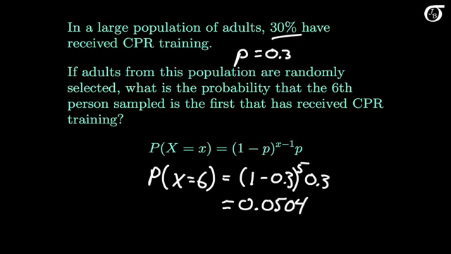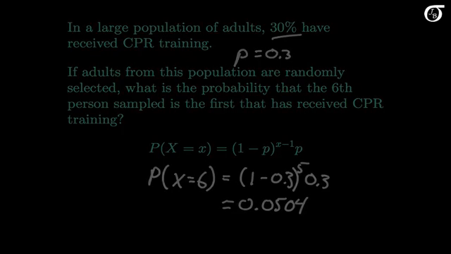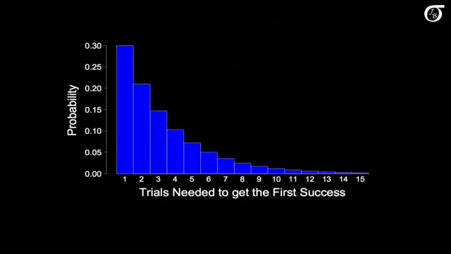We could work out the probabilities for different values of x and plot them. Let's do that and see what that looks like. Here's a plot of the probabilities for various values of x. We just worked out this probability here, the probability that x takes on the value 6.